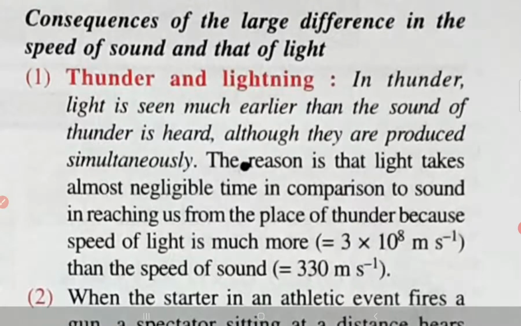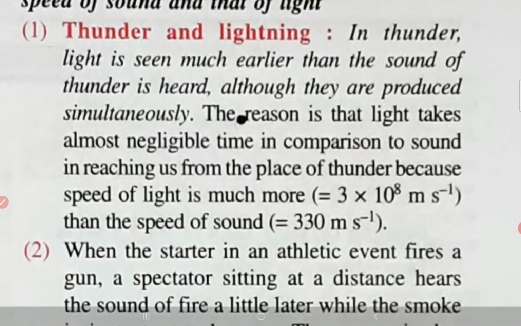Now the consequences of the large difference in the speed of sound and that of light. Thunder and lightning. Lightning is seen much earlier than the sound of thunder is heard, although they are produced simultaneously. The reason is that light takes almost negligible time in comparison to sound in reaching us from the place of thunder, because it is a million times faster. Therefore we see lightning, and then after some time we hear the thunder.